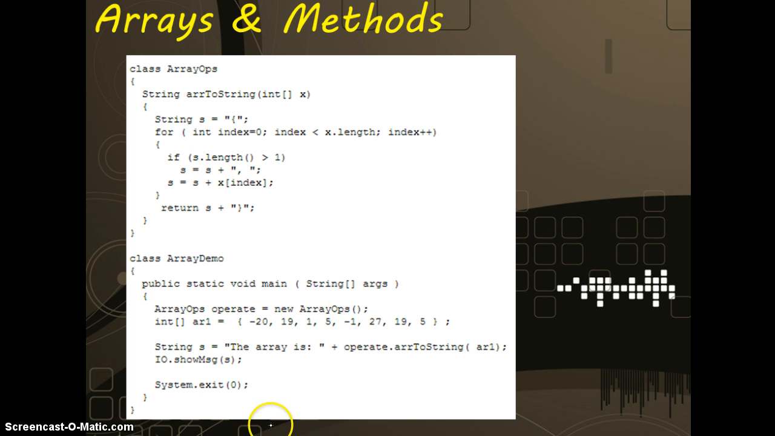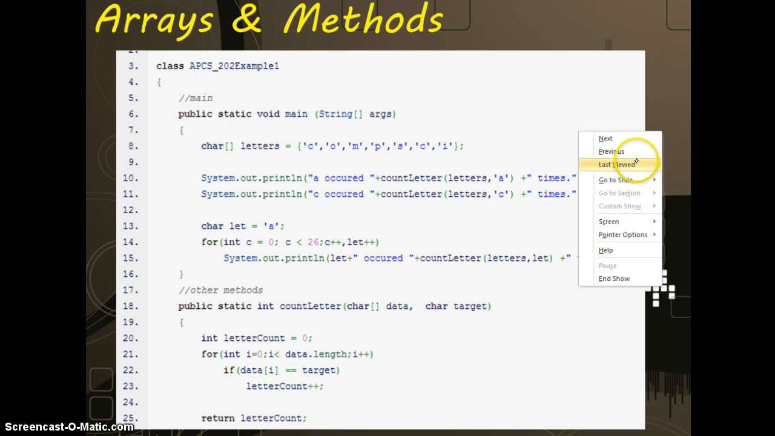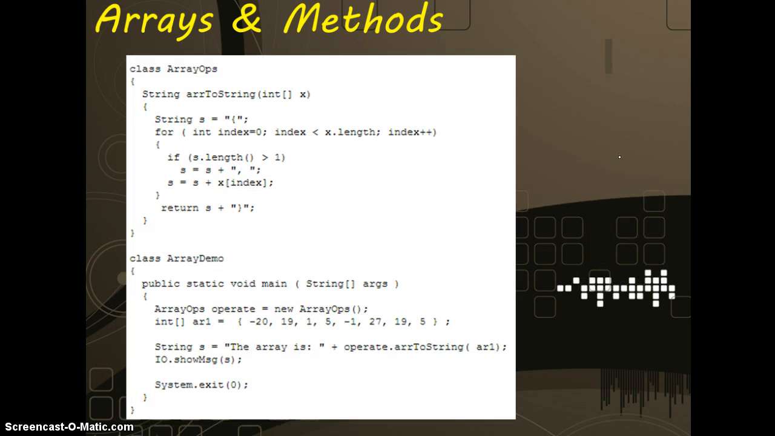So array 1, I use an initializer list and I make myself an array. Down here I get the array is. I'm going to go into the operate object up top. I'm going to call the array toString method and I'm going to feed it AR1. The huge thing to note at this point is that this AR1 points to this list of numbers. X, because it is my parameter, is actually going to point to the exact same array.